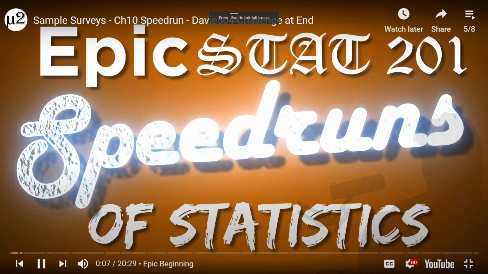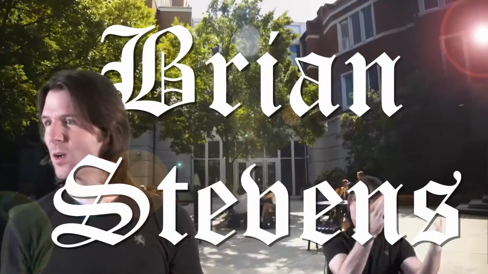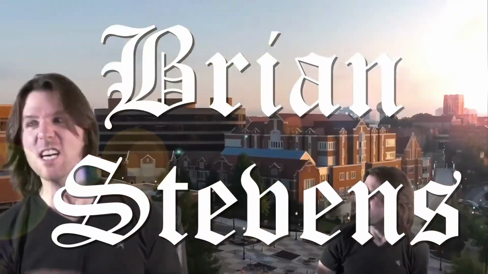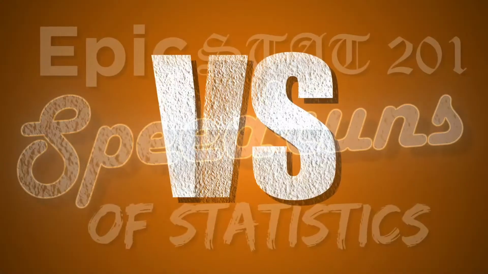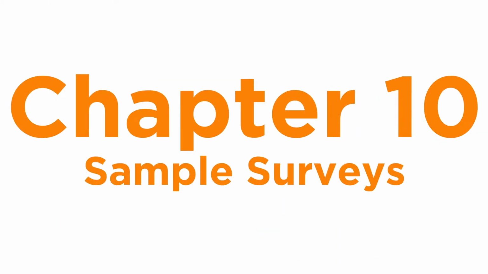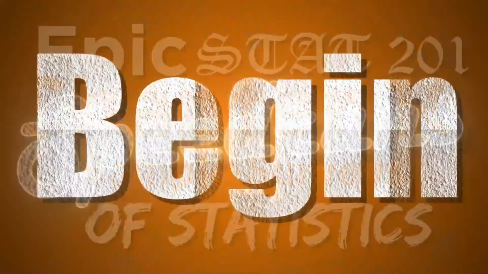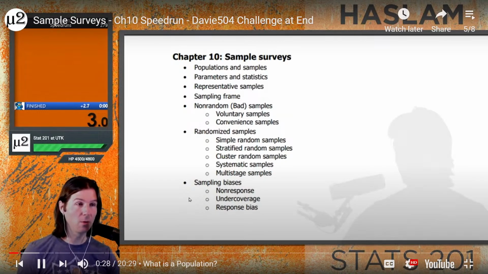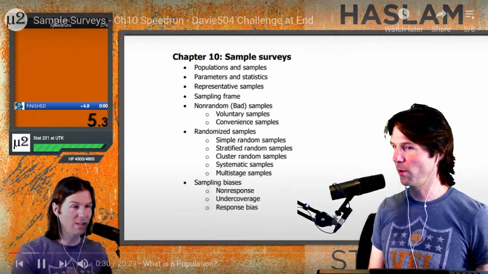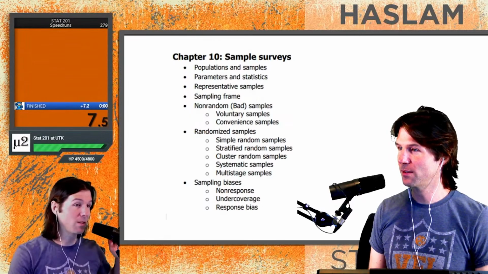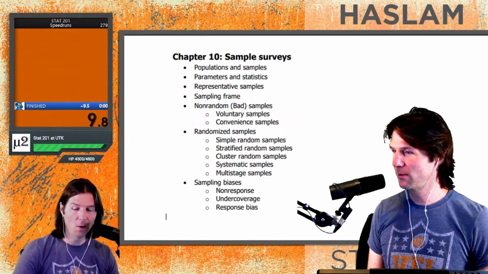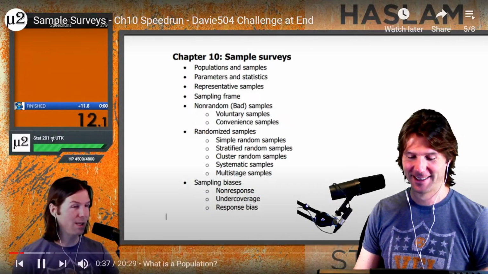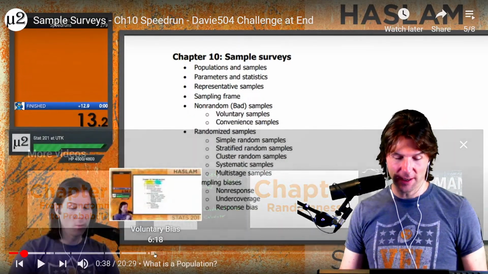Epic Stat Tool 1 speedruns of statistics. Brian Stevens versus Chapter 10 Sample Surveys. Begin. Okay, when it comes to sample surveys, we need to use our note cards here. I'm too Use low there. Quizlet, flashcards, We're in the same or shirt. something, because this chapter is a lot of memorization. That's your hair, Brian. Your hair's When you too have long. things like a population and a sample, So check these out right here.